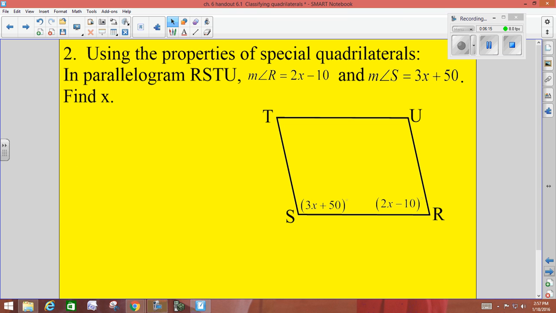All right, number 2. Using the properties of special quads, we have to find the value of x. So in parallelogram RSTU, the measure of angle R is 2x minus 10, and the measure of angle S is 3x plus 50. Kind of like proofs, you have to think about what's given to you. Given to us, it's a parallelogram. What does that mean?